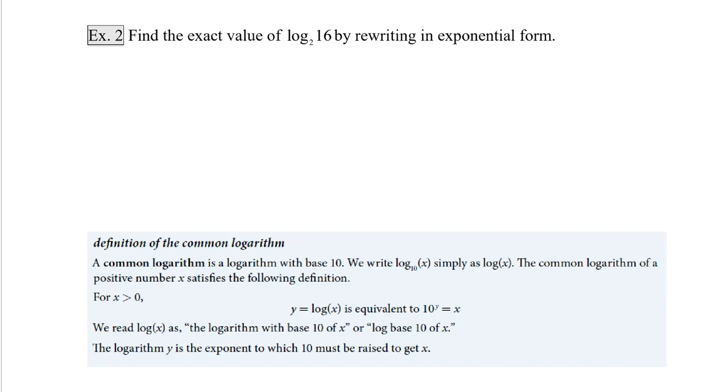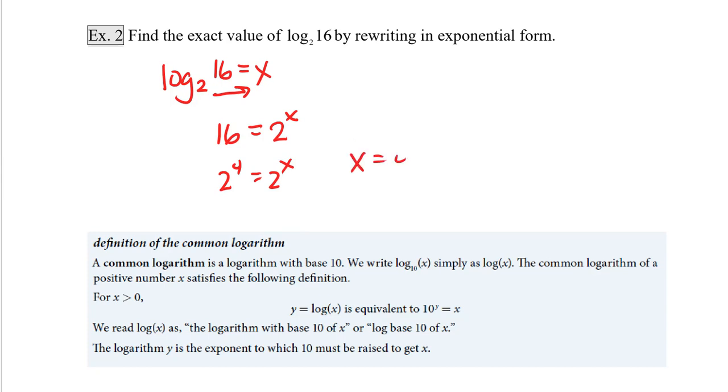Example 2, find the exact value of log base 2 of 16 by rewriting it in exponential form. Alright, so I'm just going to take log base 2 of 16 and I will set it equal to x. So now I have a logarithmic equation that I can convert to an exponent. So I'm going to slide the base and drop the log, and I'm going to get 16 is equal to 2 to the x. Well, we know that 16 is equal to 2 to the 4. So if 2 to the 4 is equal to 2 to the x, that means x equals 4, or that the solution to log base 2 of 16 is equal to 4.